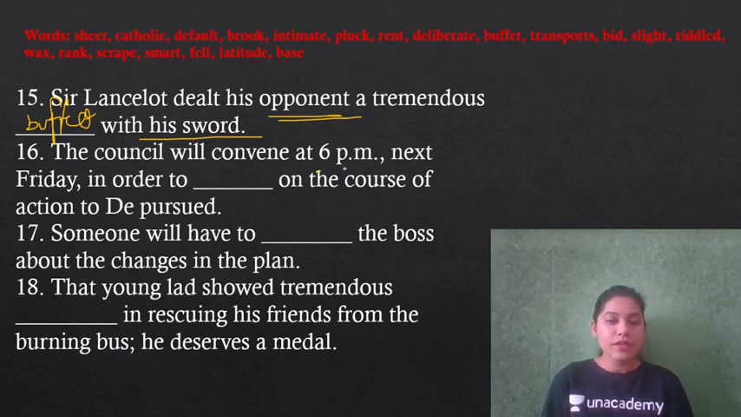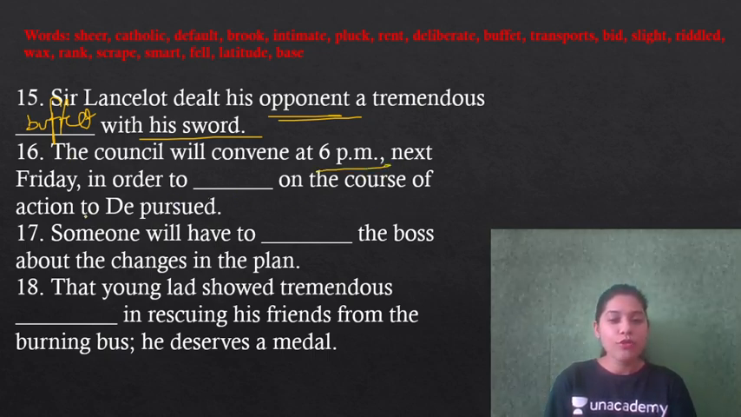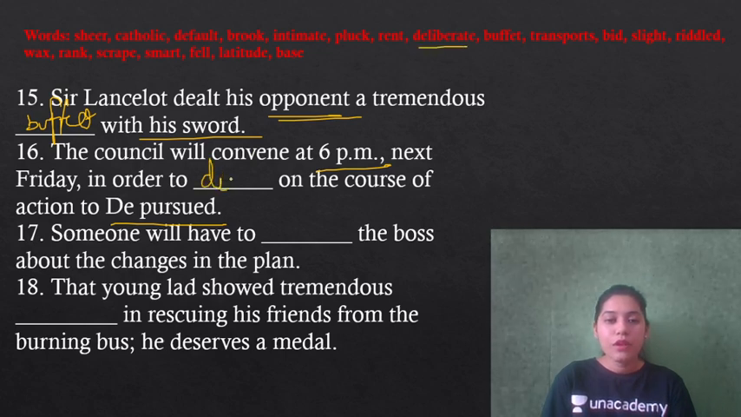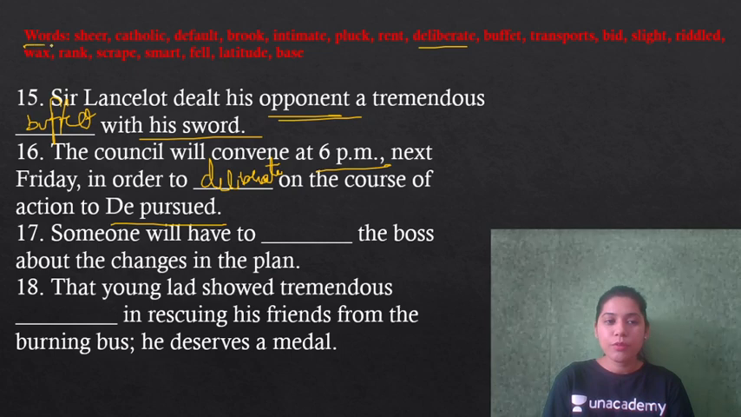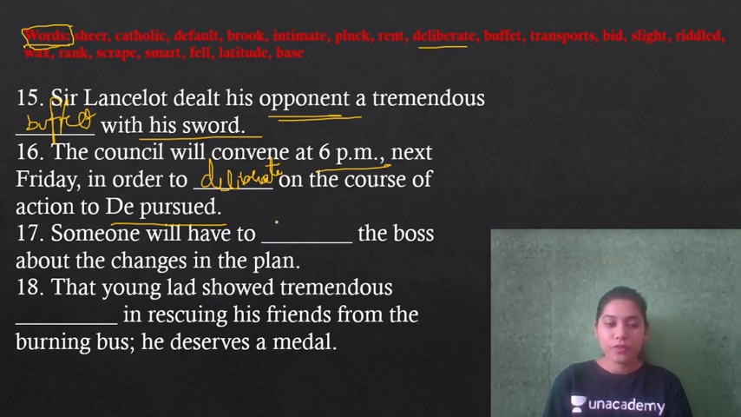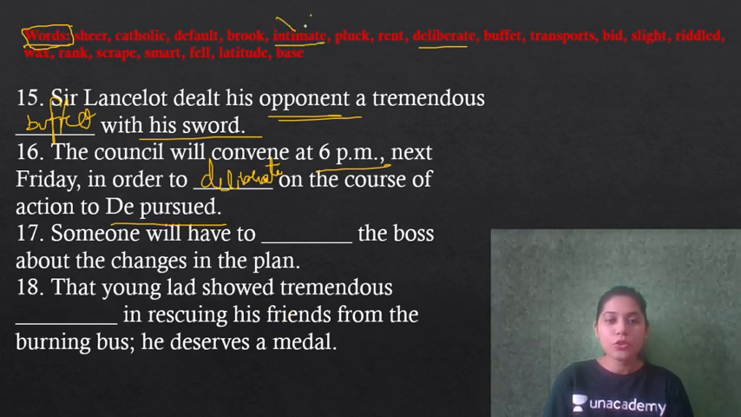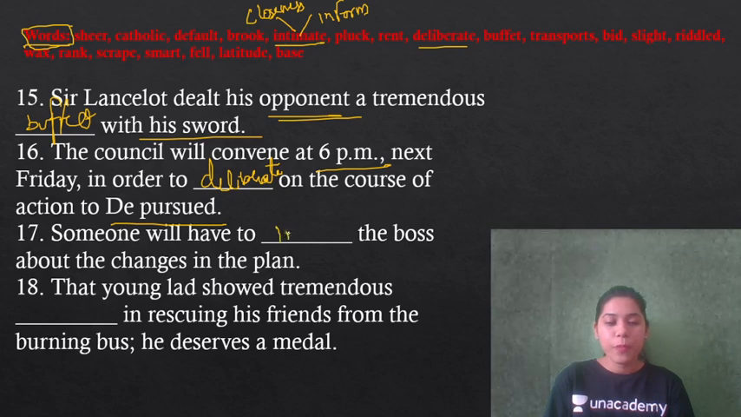The council will convene at 6 p.m. next Friday in order to dash on the course of action to pursue. So, in order to discuss will be deliberate, right? Deliberate. Someone will have to dash the boss about changes in the plan. So someone will have to inform the boss about the changes in the plan. I think this one will be easier for everyone. Look at these words and find which word means inform. Correct. You're correct there. Intimate. Intimate has two meanings. One is closeness and the second meaning is to inform. So, intimate the boss about the changes in the plan.